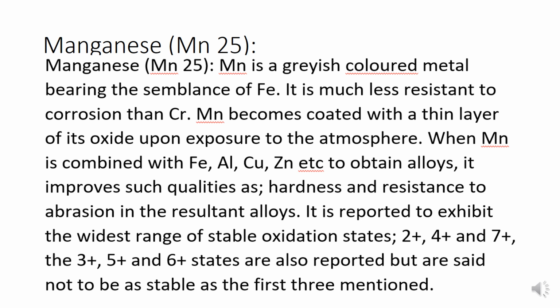It is reported to exhibit the widest range of oxidation states. Manganese occurs as manganese 2, manganese 4, manganese 7, and manganese 3, 5, and 6. We mentioned 2, 4, and 7 because these are the readily stable species of manganese. The 3, 5, and 6 oxidation states are not as stable as the former.